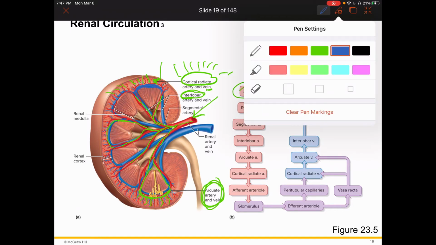That was not the best choice of colors. There's got to be a better color choice.